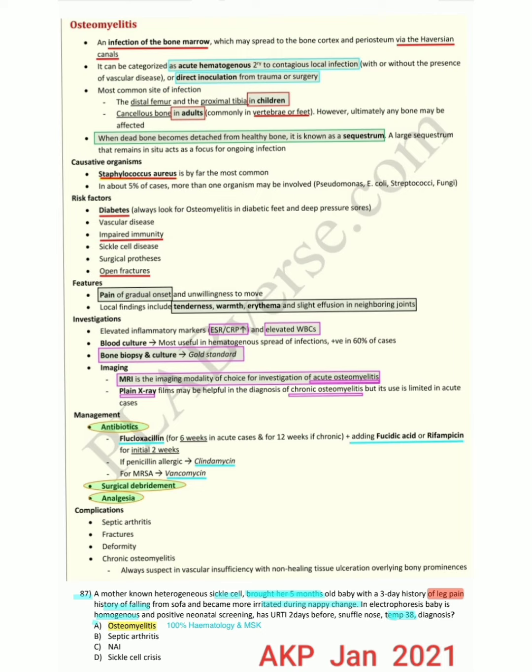There is a question that came in the AKP exam: a mother known heterozygous for sickle cell brought her 5-month-old baby with a 3-day history of leg pain, history of falling from a sofa, and becoming more irritable during nappy change. In electrophoresis, the baby is homozygous, and neonatal screening is positive. The baby had an upper respiratory tract infection 2 days before, with a snuffly nose, temperature 38. What is the diagnosis?